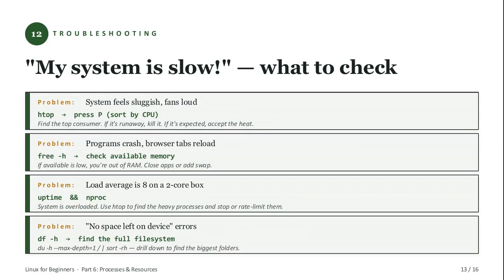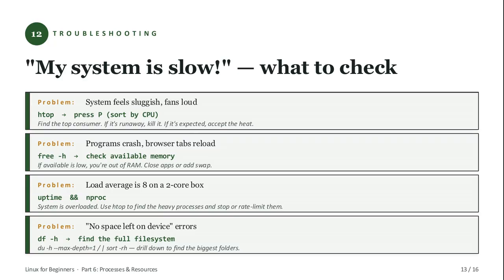So let's put all of this together into a quick troubleshooting playbook. When the system feels sluggish and the fans are roaring, open htop and press P to sort by CPU. Find the culprit and decide whether to kill it or live with it. If apps are crashing or browser tabs keep reloading, run free -h. A low available number means you've run out of RAM.